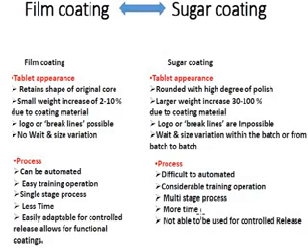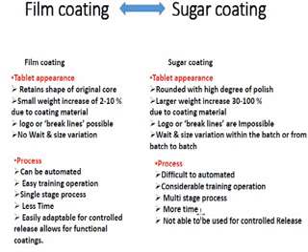But compared to the film coating, when you are going for the sugar coating, there is a problem that only rounded, or we can say circular shaped tablets can be used for sugar coating. Then there will be larger weight gain, or the weight will increase, in the case of sugar coating.